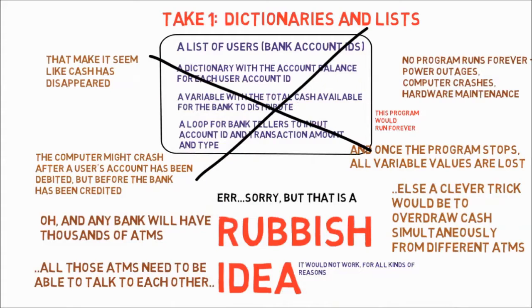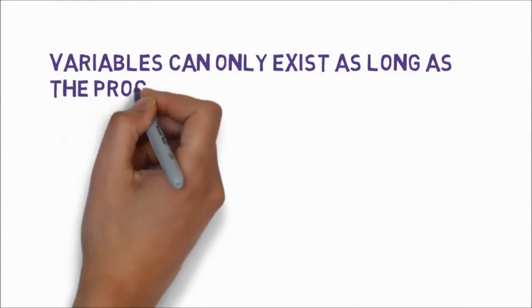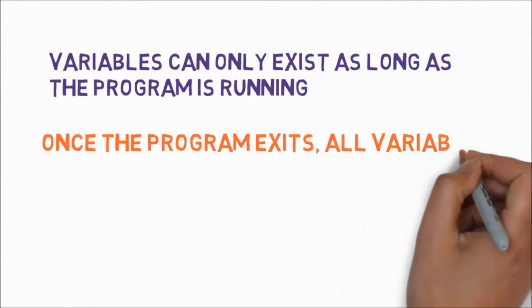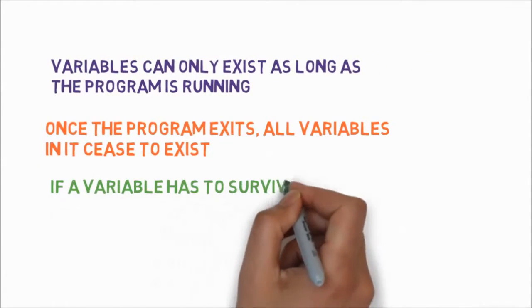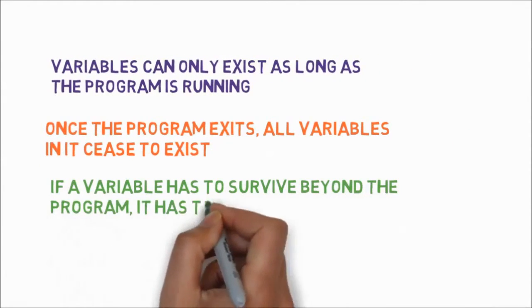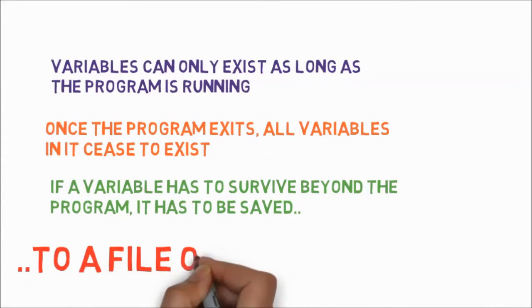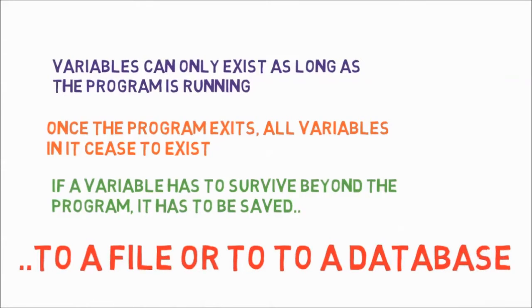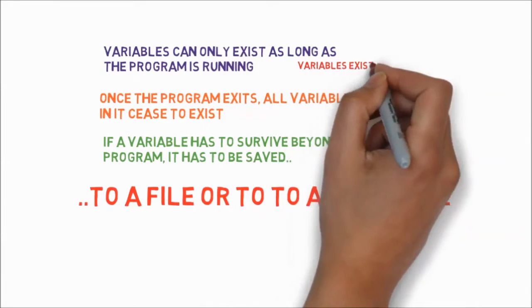The moral of the story from that particular example was that variables can only exist as long as the program is running. Once the program exits, all variables in it cease to exist. So if a variable has to survive beyond the program, this is called persistence. It has to be saved. And you can save a variable either to a file or to a database. These are persistent storage types.